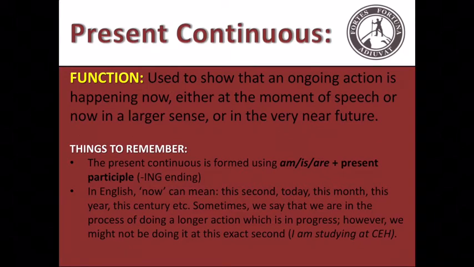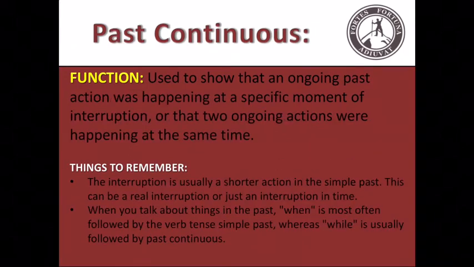Moving on to past continuous. Past continuous is used to show that an ongoing past action was happening at a specific moment of interruption, or that two ongoing actions were happening at the same time. Things to remember here are the interrupting action is usually a shorter action in the simple past. This can be a real interruption or just an interruption in time.